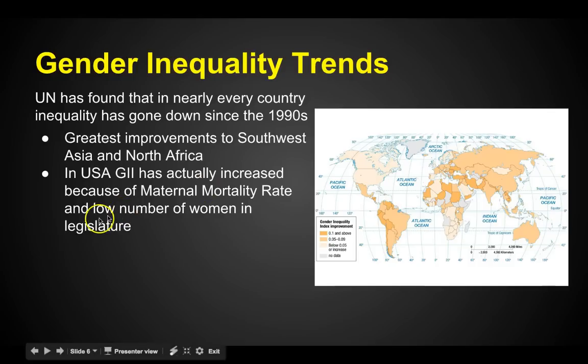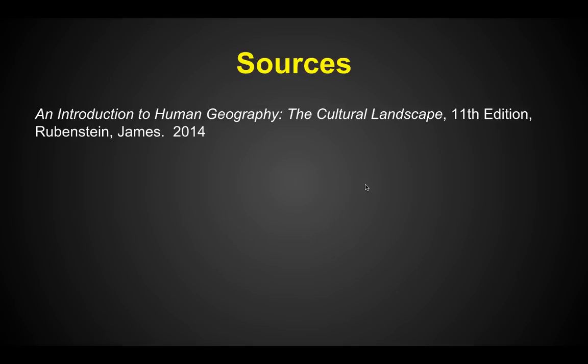The other portion of it is we've got a low number of women in legislature. It's a lot of men who are in government control here. So we still have a ways to go as far as being equal in this country. And that's a look at Chapter 9, Key Issue 2.